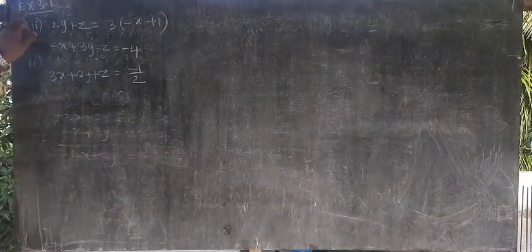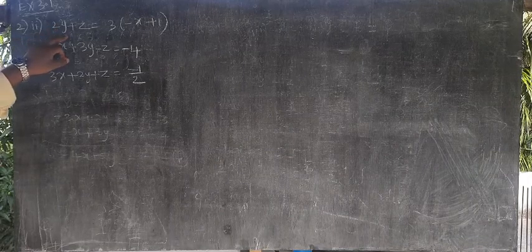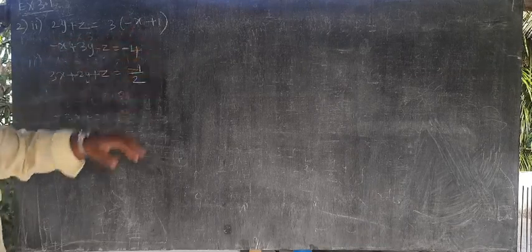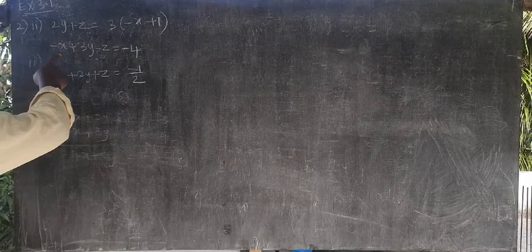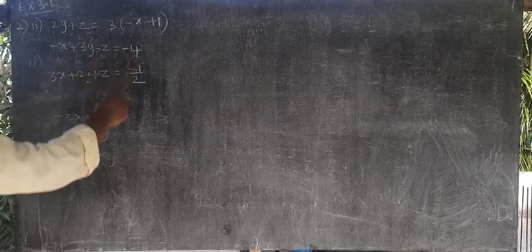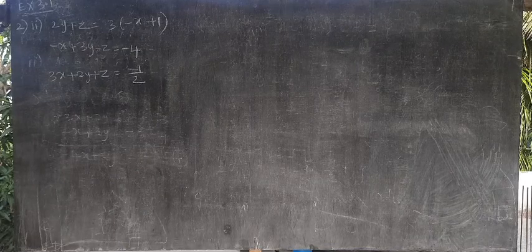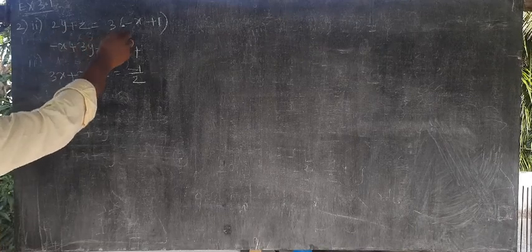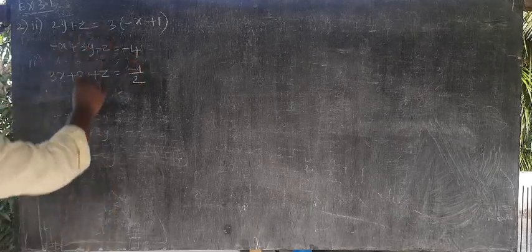Exercise 3.1, sum number 2, subdivision 2. 2x plus z equal to 3 into 3 of minus x plus 1 is given. Then the second equation is minus x plus 3y minus z equal to minus 4, and the third is 3x plus 2y plus z equal to minus 1 by 2. Clear? So now what I am doing here: 2y plus z equal to 3 into minus x plus 1 is given. I want to change the first two equations like this.